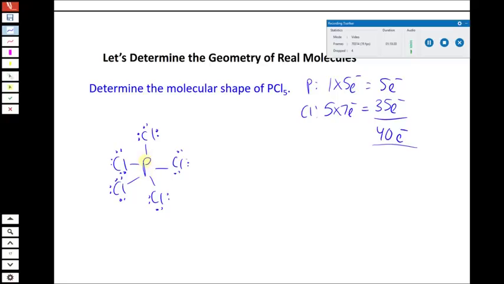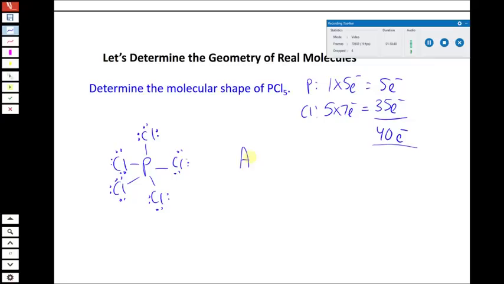These all have 0 formal charges. They all have complete octets, so we don't draw any double bonds in this case. But even in situations where double bonds are warranted, if you forget to do that, it's not going to give you the wrong shape, because it's still going to have the same number of electron groups bonded to the central atom.